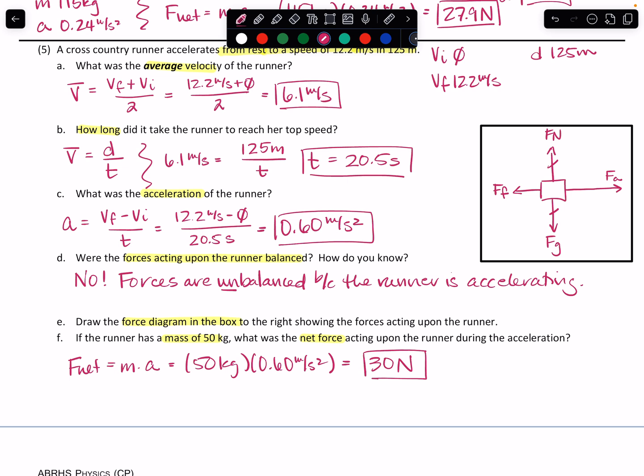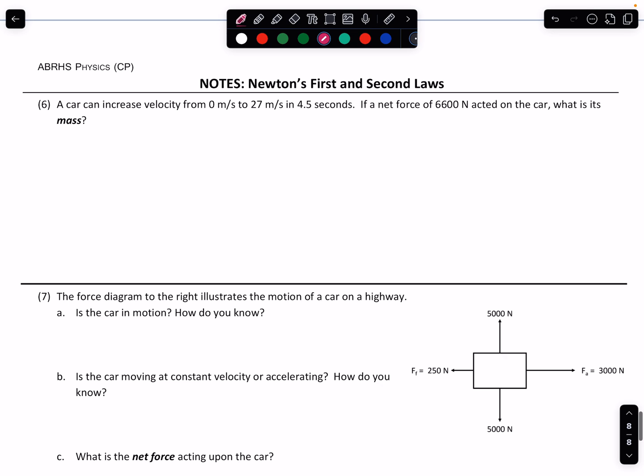Okay. So again, not difficult, nothing really new for us outside of the free body force diagram and that last part. But it's really taking everything that we've learned so far and putting it all together. All right. So we're going to move on to number 6.